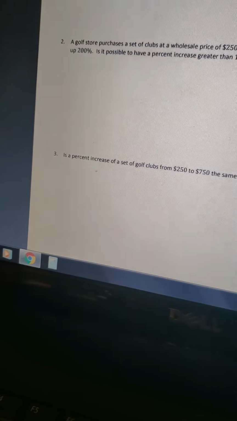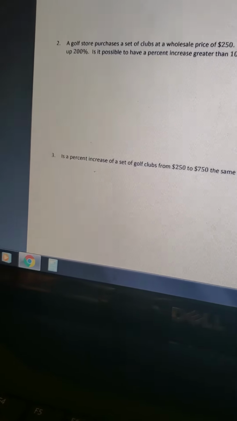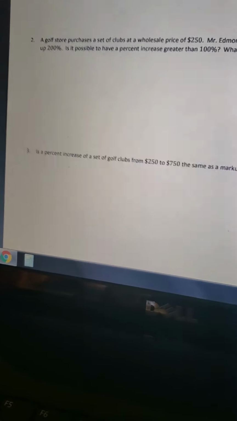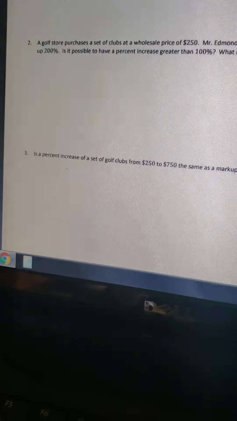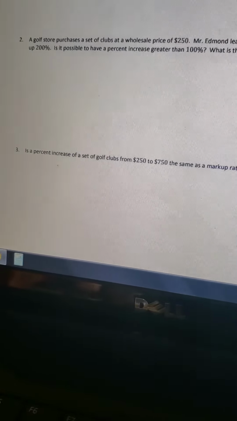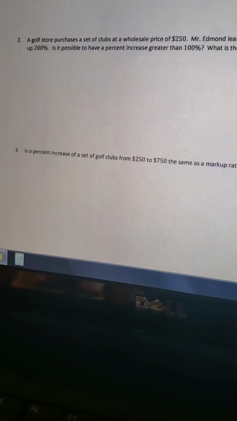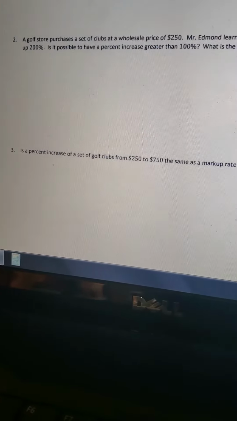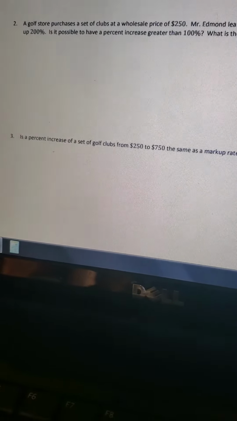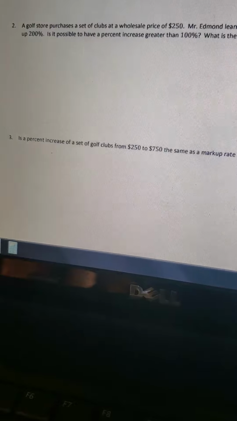Well, this is a markup, so we're going to mark it up. You definitely cannot have a discount of more than 100%. A discount of 100% would be everything. So let's say something costs $20. If you get 100% off, you're paying zero. 100% off of $20 is $20, so you pay zero. So it's impossible to have a discount of more than 100%.